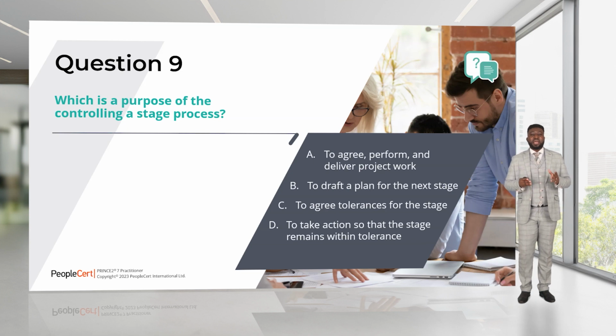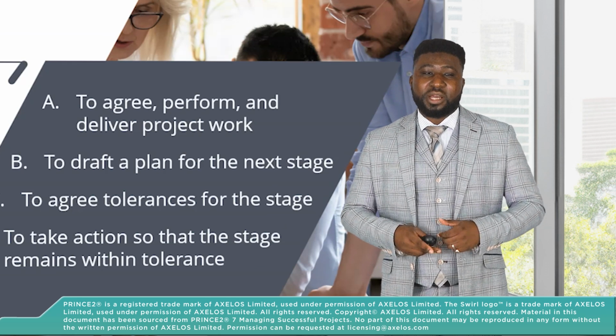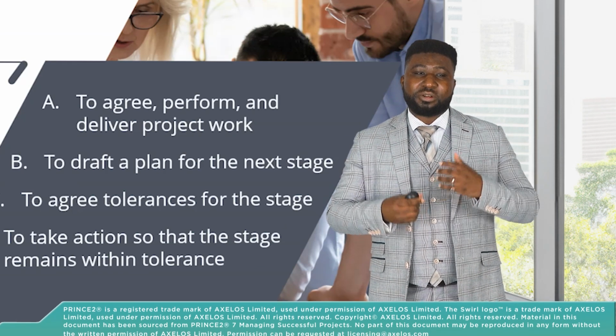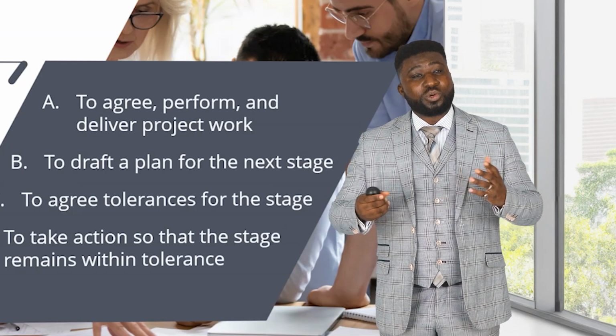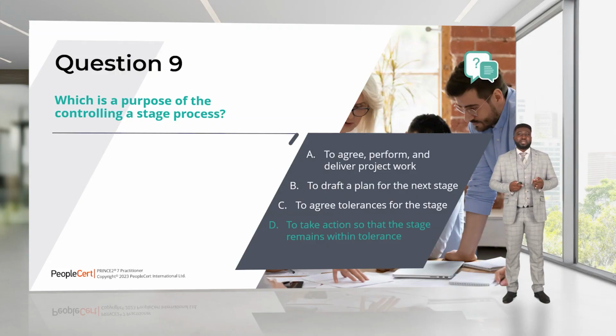D says to take action so that the stage remains within tolerance. This is part of the activities that take place within controlling a stage. To make sure we take effective control, to deal with risk and issues, to authorize work packages, to monitor work packages, receive completed work packages, to escalate issues and risk, to write exception reports. So those are the activities that take place in there. So your answer is D.